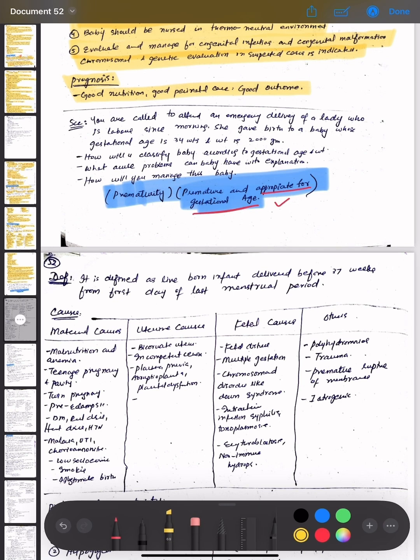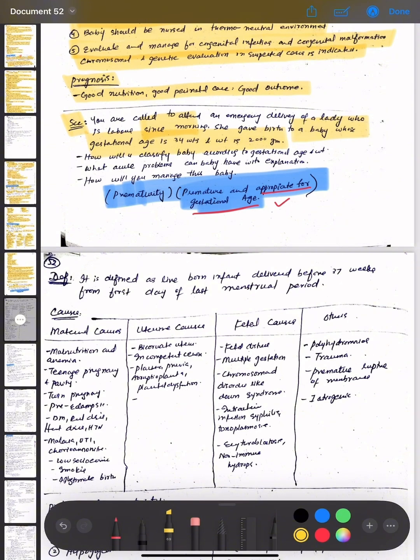So we have a scenario where you are called to attend an emergency delivery of a lady who is in labor since morning. She gave birth to a baby whose gestational age is 34 weeks and weight is 2 kg. How will you classify the baby according to gestational age, what acute problems can the baby have with explanation, and how will you manage the baby?